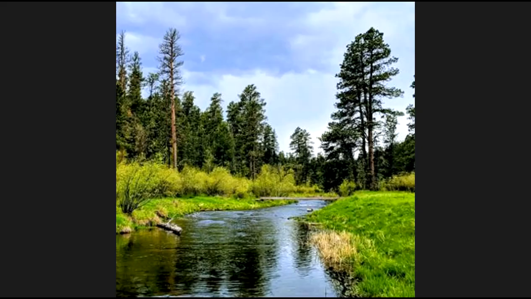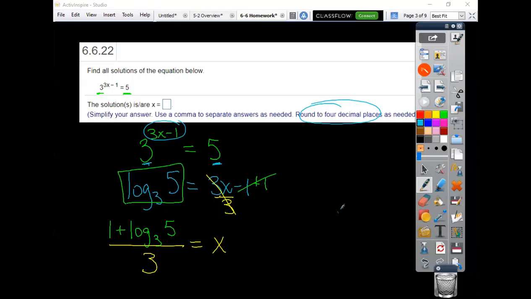Oops, I meant to go to a different screen. There we go. So I said the solutions is or are, if you need more than one separated by commas, we only have 1. But it did say 4 places, so yeah, in here I've got that 0.8217. There you go. Good luck.